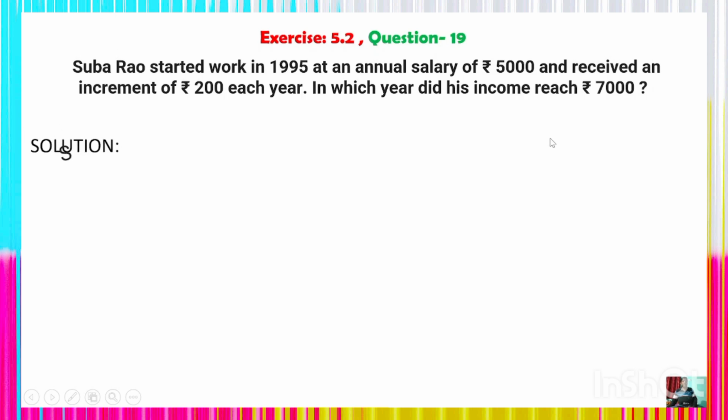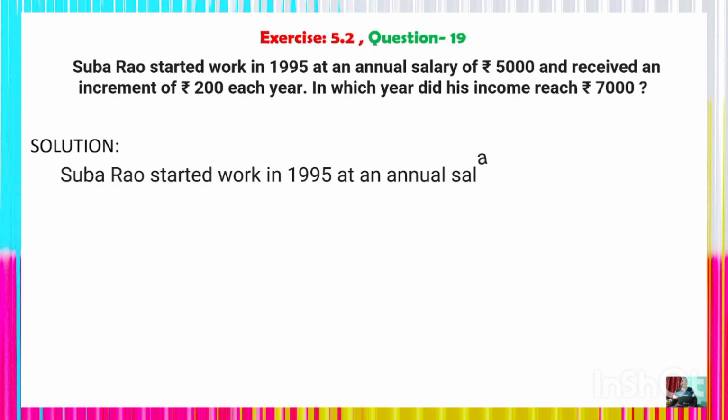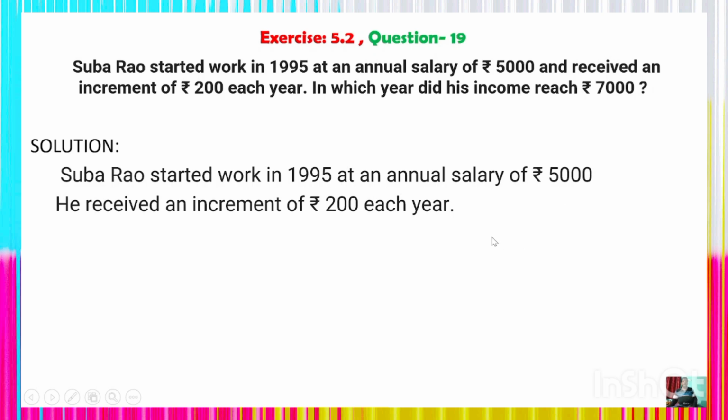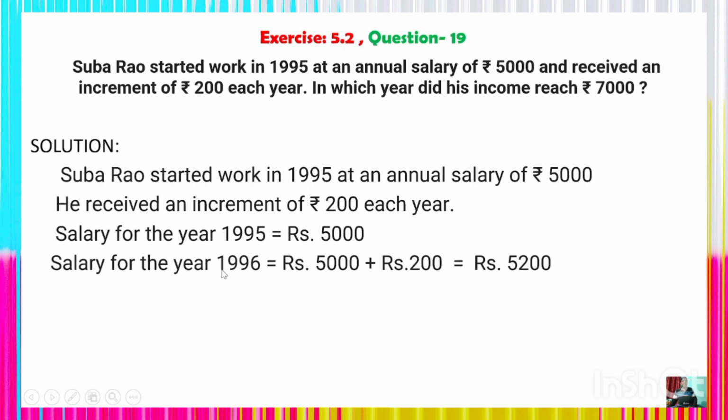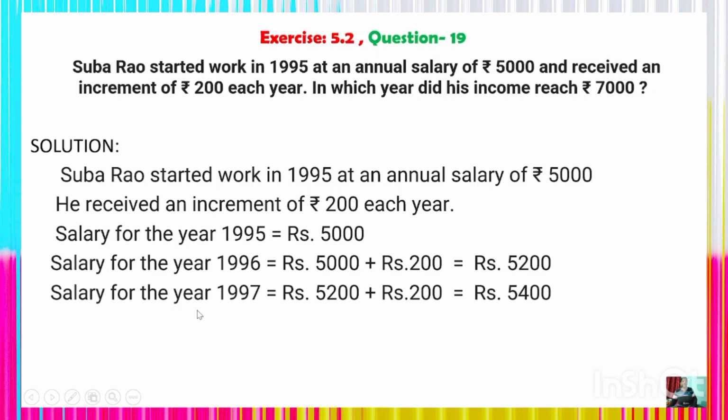Here is the solution. Subbarao started work in 1995 at an annual salary of 5,000 rupees. He received an increment of 200 rupees. Salary for 1995 is 5,000. Salary for the year 1996 is 5,000 plus 200, which is 5,200. The salary for 1997 is 5,200 plus 200, which is 5,400. Thus we get 5,000, 5,200, 5,400, an arithmetic progression.